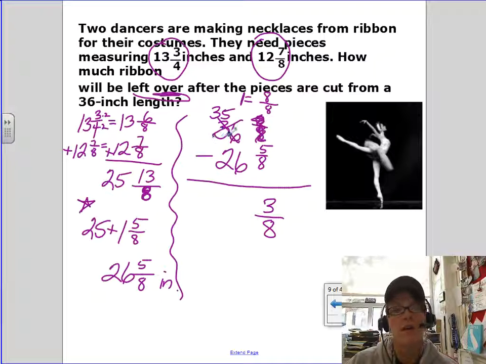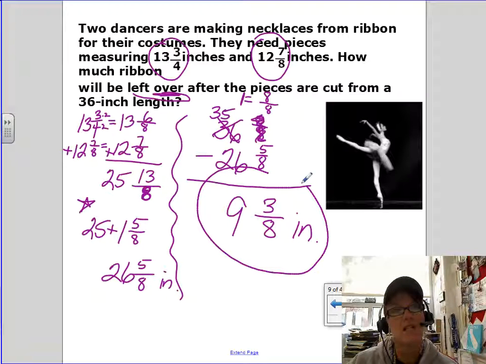But I no longer have 36 here. It's 35 because I borrowed that one whole to turn into 8/8. 35 minus 26 is 9. All right, what on earth is 9 3/8? What am I talking about in this problem? It's ribbon, and specifically inches of ribbon. This is what's left after you cut those pieces out for the necklace. That's kind of a lot.